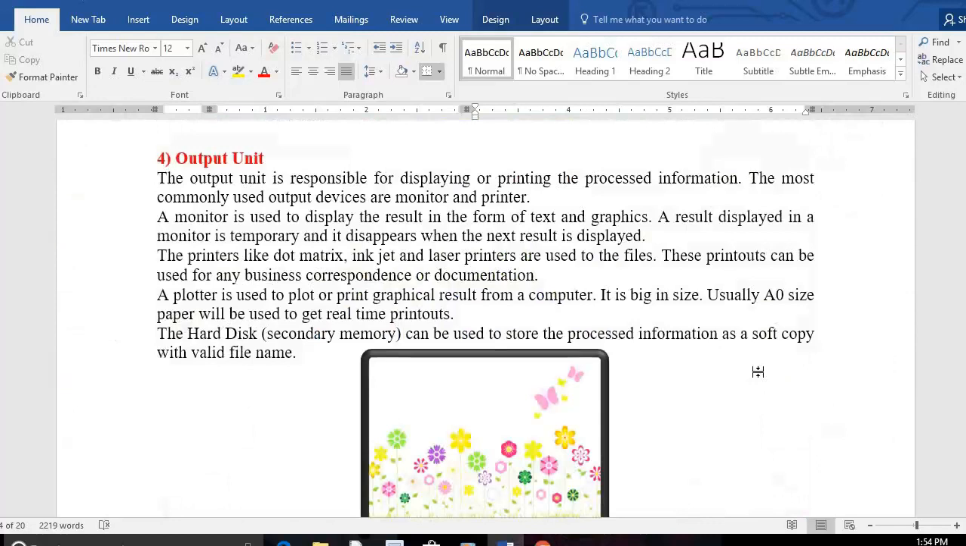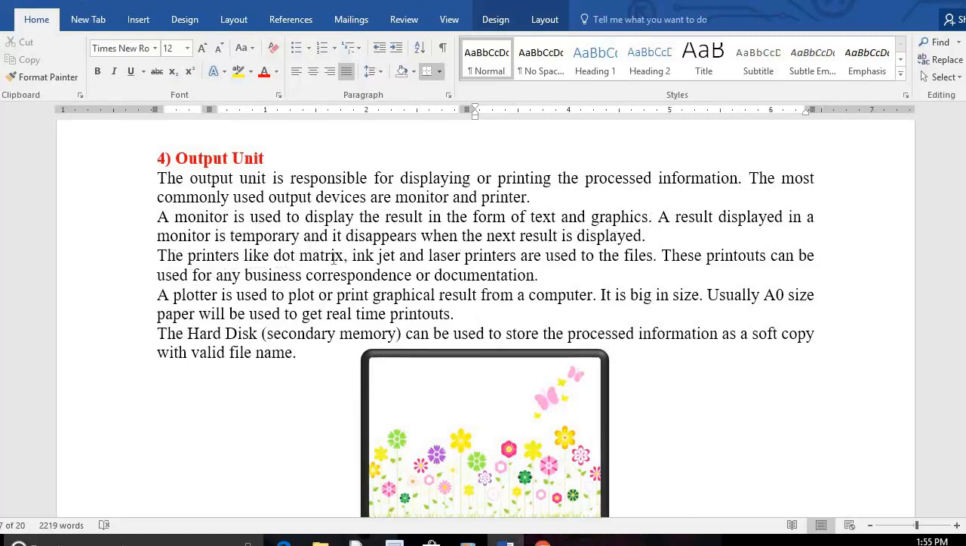And at the end, the output unit. You can explain the things in your own way. The output unit is responsible for showing or printing the processed information. The most commonly used output devices are the monitor and printer. A monitor is used to display results in the form of text and graphics. A result displayed on the monitor is temporary and disappears when the next result is displayed.